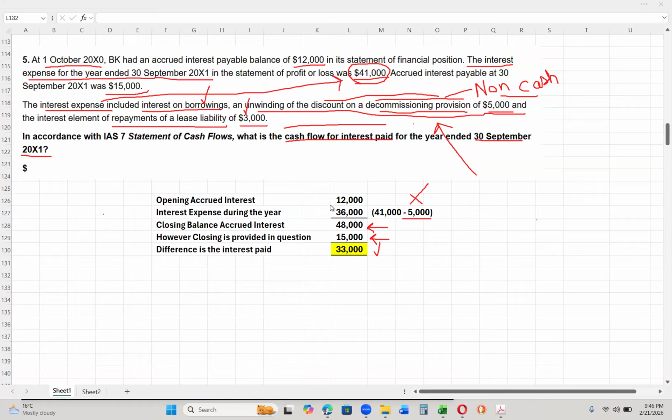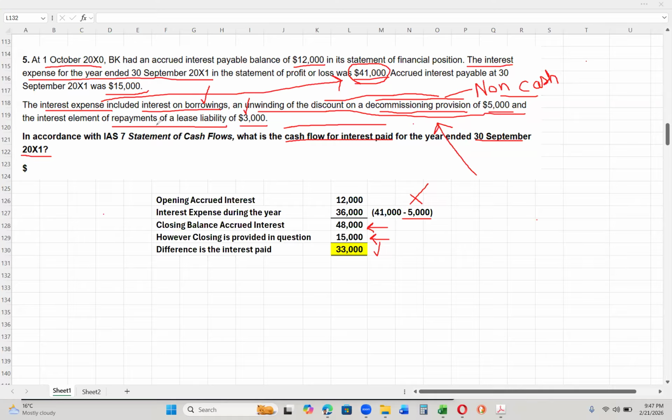You see, the lease payments are included. You have to look at the requirement, you have to look at the statement of the question carefully. Okay, let me just go through again. They say that the interest expense included, it includes the lease payment, it includes the decommissioning provision. Okay, it never said that it does not include. Okay, so both of those things are including.